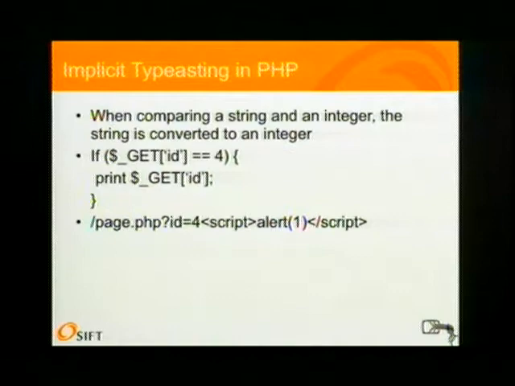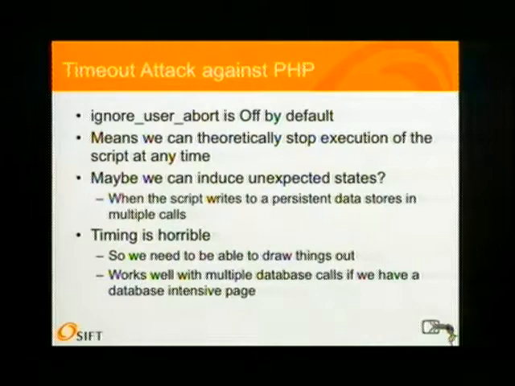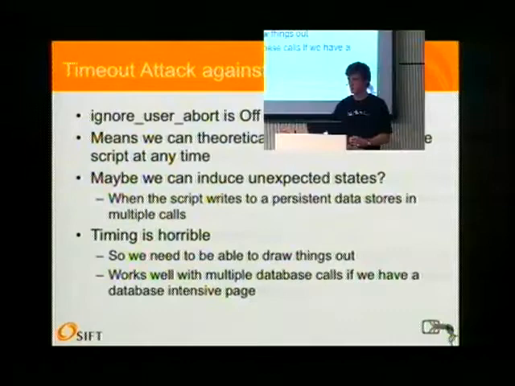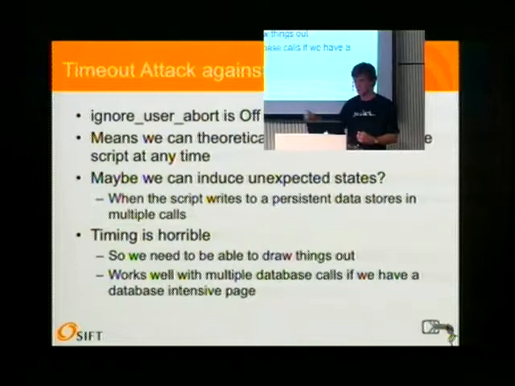Another interesting thing of PHP is it has a directive called ignore_user_abort, which is set to off by default. What this directive does is tells PHP whether we want to ignore the user closing the TCP connection to the server. So since it's off, we can theoretically stop the execution of the PHP script at any time. Usually this isn't much of an issue because state really isn't kept between most scripts. However, if we have a script which uses multiple calls to write to a persistent data store, such as a database, we can induce a potentially unexpected state. For example, if we have a banking application which doesn't use transactions in SQL and uses two separate database calls, one to transfer money from one account, the other to transfer the money wherever, one to increment a value, one to decrement a value, we can stop it halfway between.